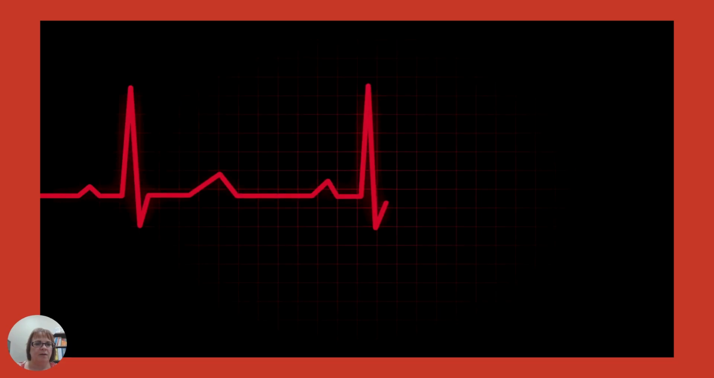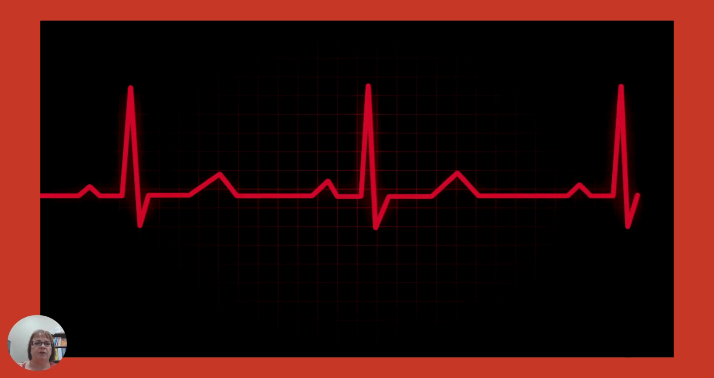Okay, and here is what sinus bradycardia looks like. It's very slow, the beeps. So we want to make sure we don't give them any other medicines to slow them down. We don't want to know how low they're going to go.